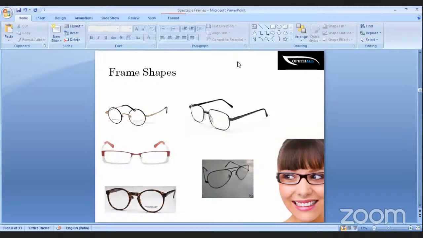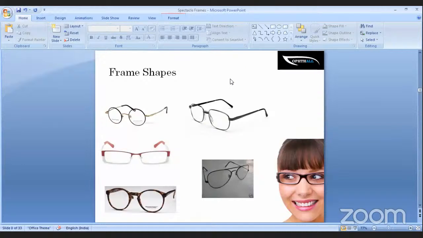Different shapes are available for spectacle lens frames. Round shapes, narrow rectangular shape, as you can see in the middle picture on the left hand side. Then at the bottom, you can see the panto shape. Then we have an aviator shape. We have the square shape also.